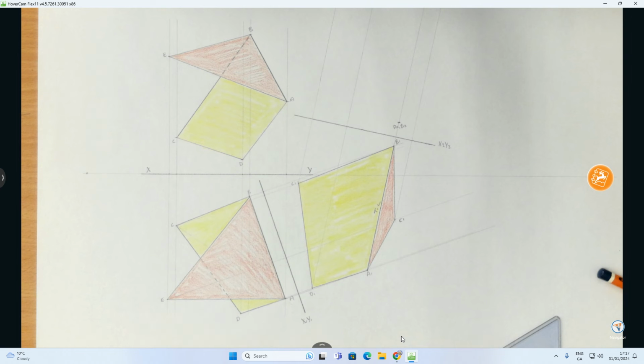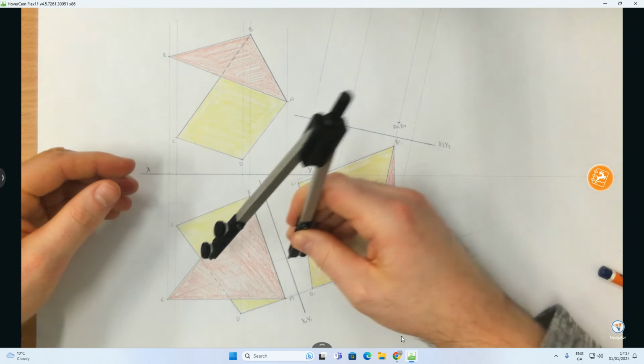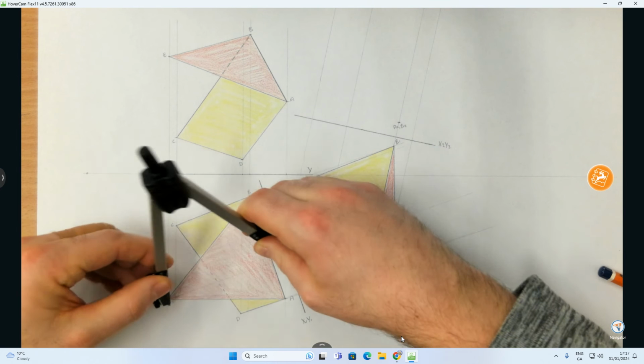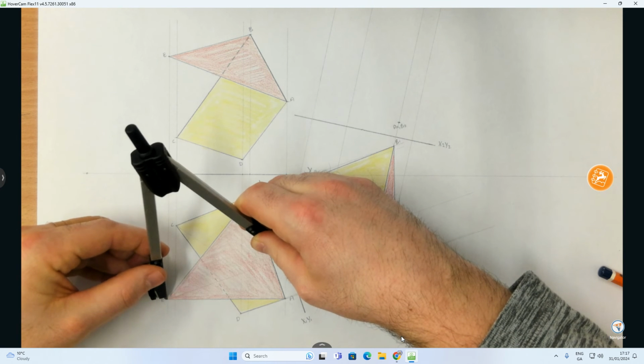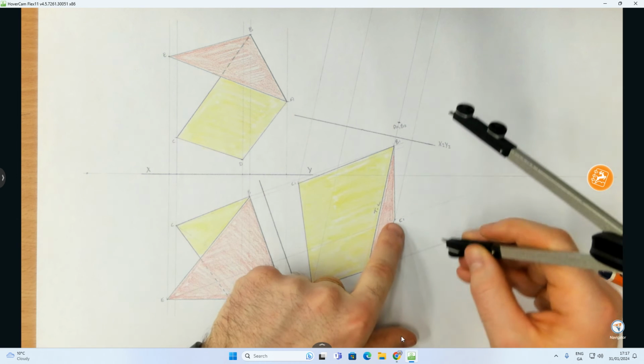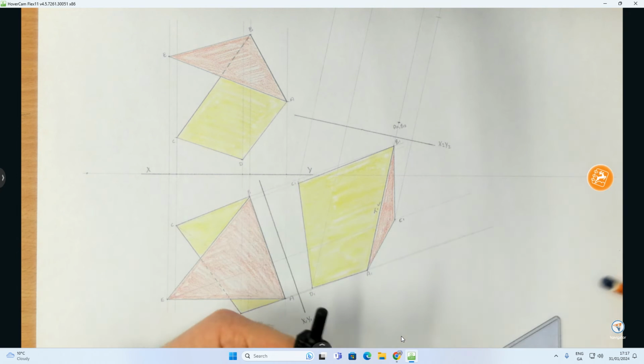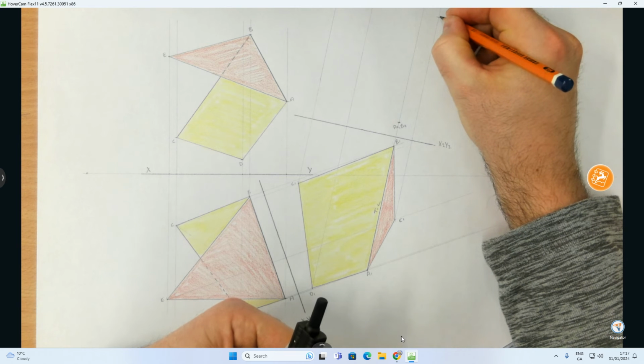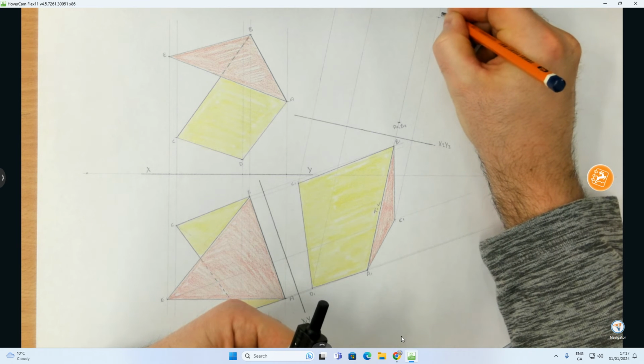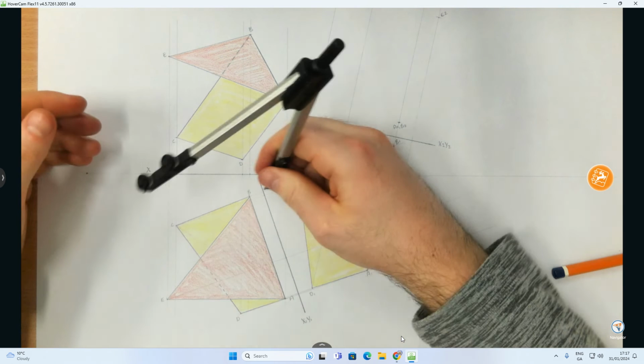Now I'm going to take the distances back for all the other points. I'll start with E, and I'll mark it out from E1. Up there is now E2. And then I'm going to mark it for C.